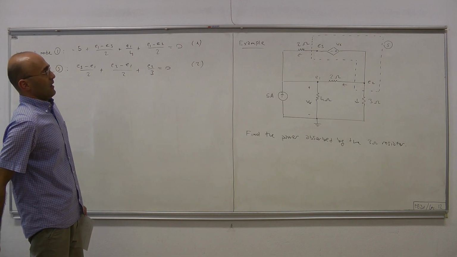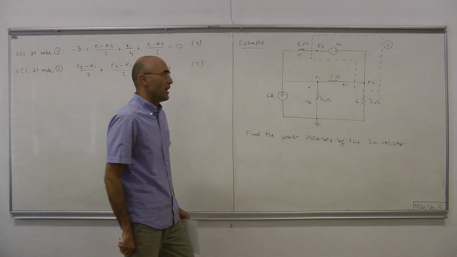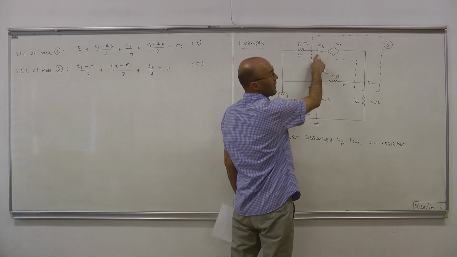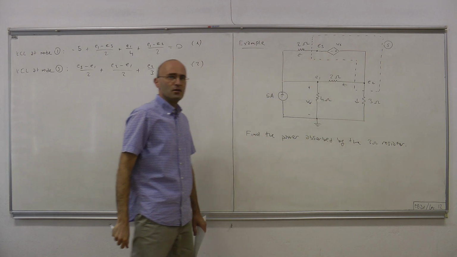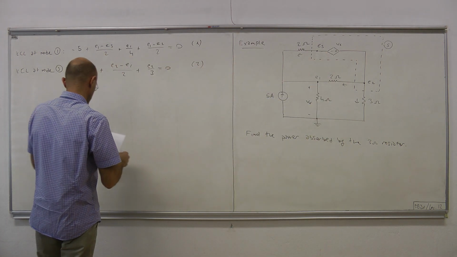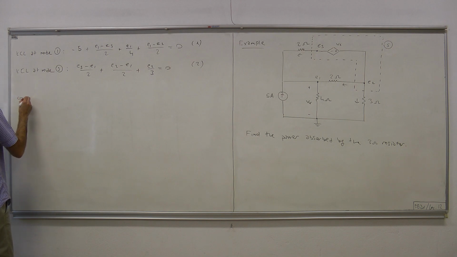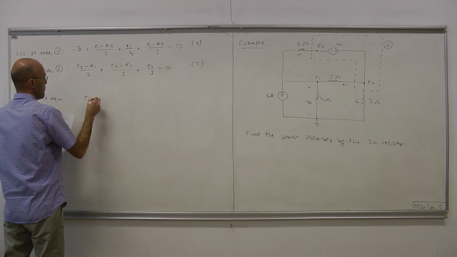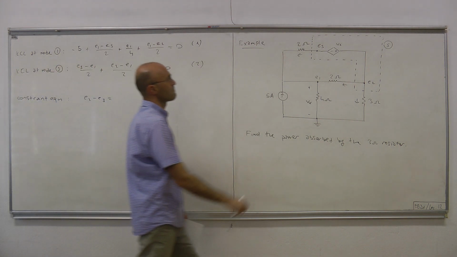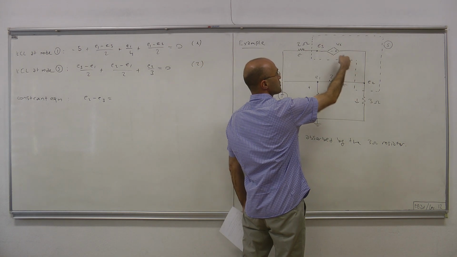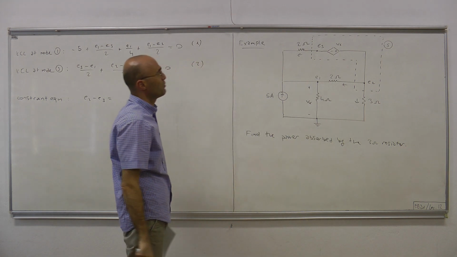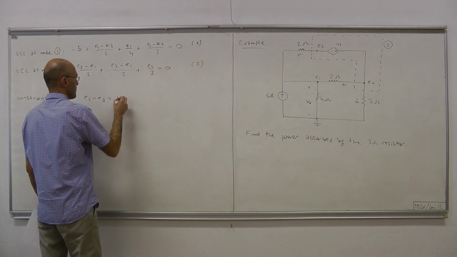Okay. Whatever remains, we have to use KVL. For that, we'll look at the constraint imposed on the node voltages by that dependent source. Okay. So, constraint equation. E2 minus E3, because the polarity of this dependent source is plus minus, like that. E2 minus E3 equals Vx.